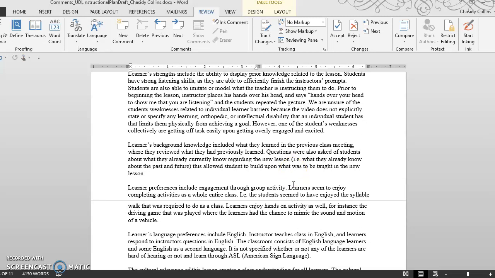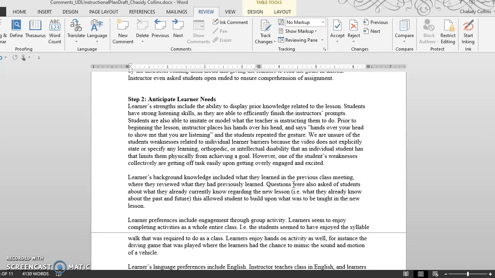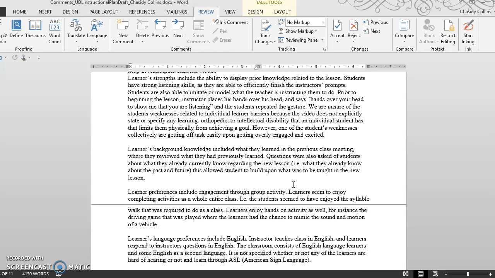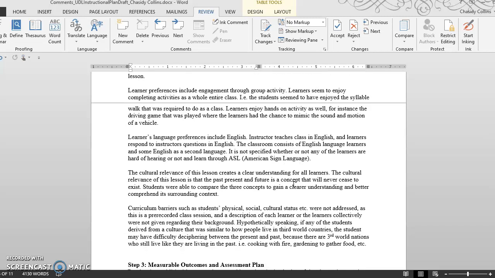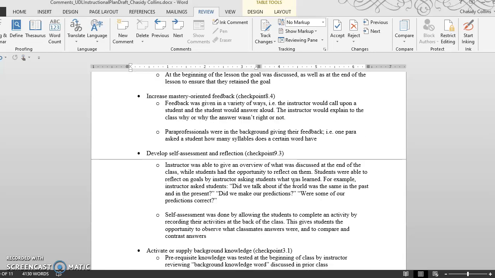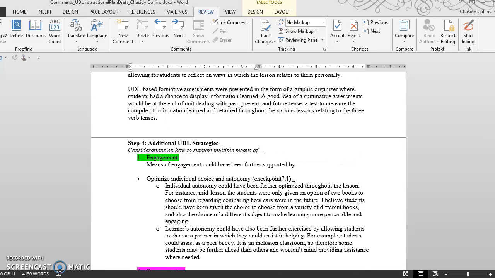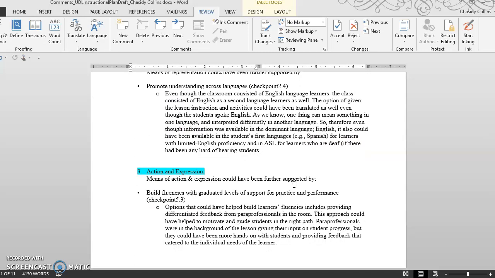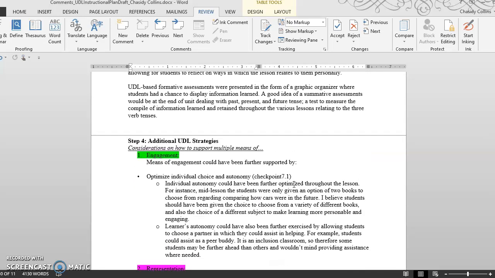Learners' needs. So learners' strength was that they displayed prior knowledge, which I had stated. They were able to talk about what they learned, what they already know regarding the past, present, and future, and what they learned at their last class meeting. And that pretty much wraps up everything of importance.